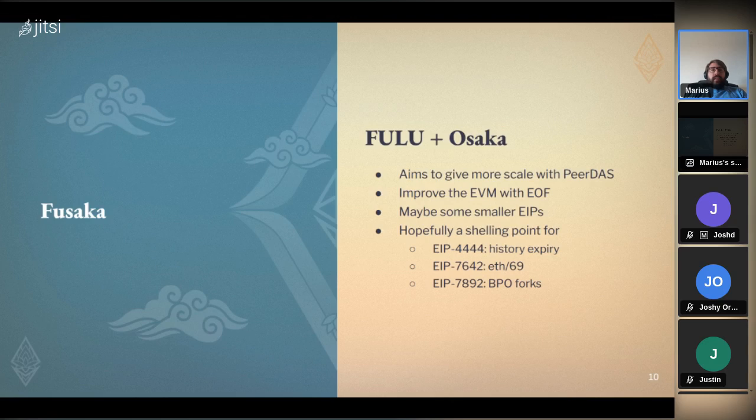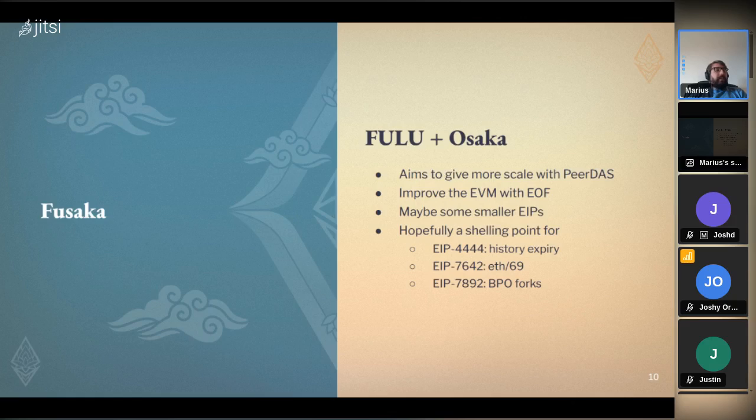And Osaka has a few goals. It aims to give more scale to blobs with PeerDAS. It aims to improve the EVM with EOF. And it might contain some smaller EIPs, but the discussions for that have not concluded yet. But it also might act as a Schelling point for other EIPs.